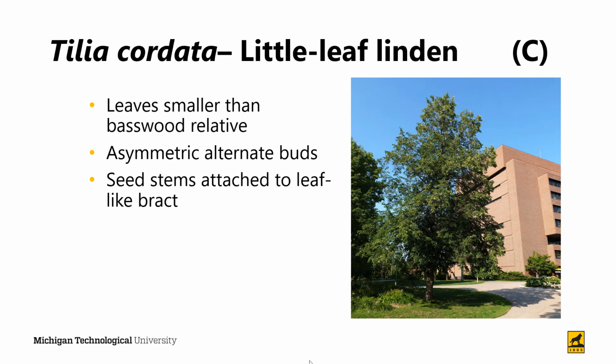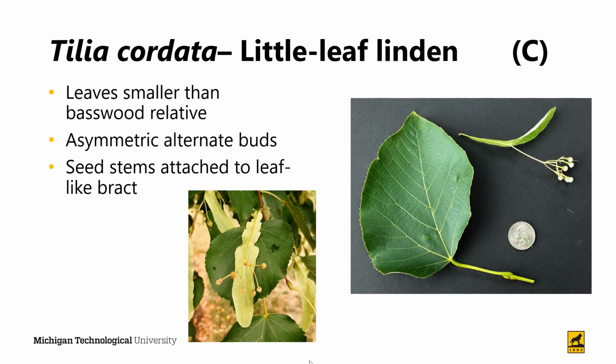To the west of Husky Plaza, we find a little leaf linden, which is a non-native species related to our native basswood. Little leaf linden has somewhat round leaves with serrated edges and a pointy tip. The leaves and buds are arranged in an alternate pattern, and the leaves and buds are asymmetric. They're lopsided. The seeds are attached to stems that have a leaf-shaped bract that turns brown and holds on throughout the winter.